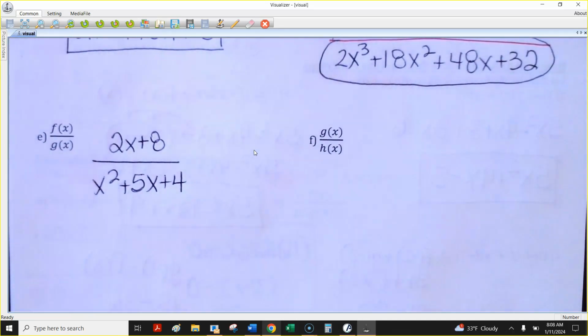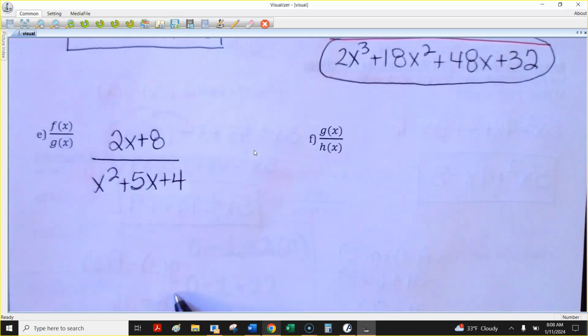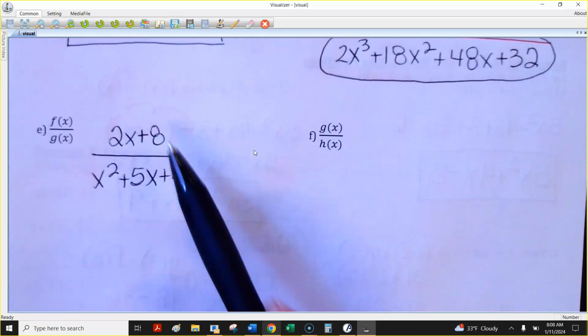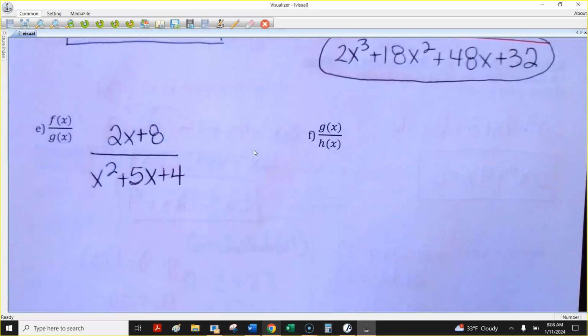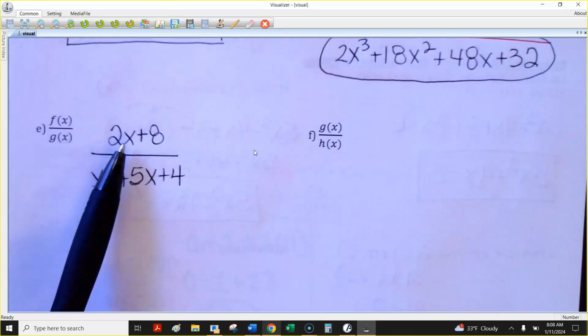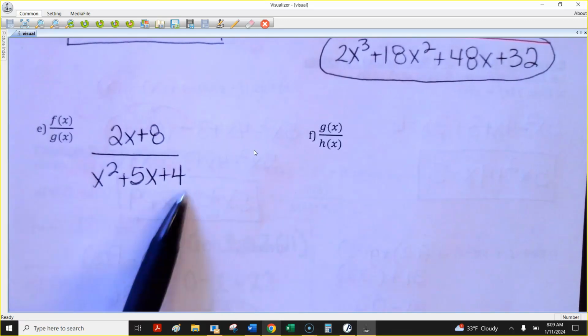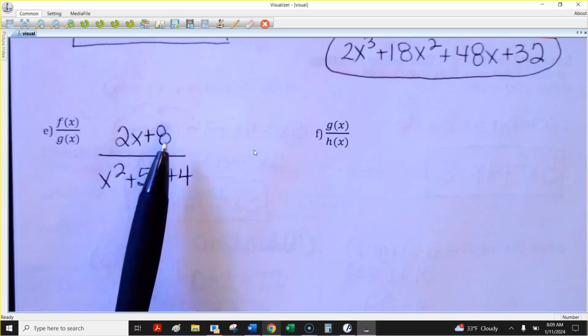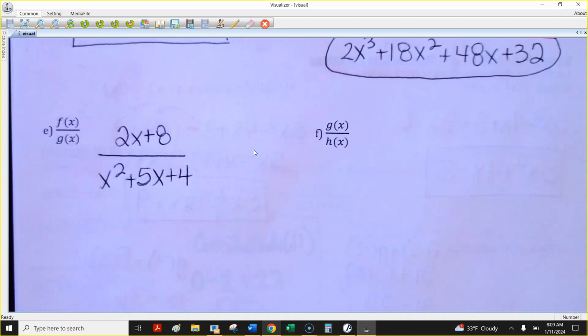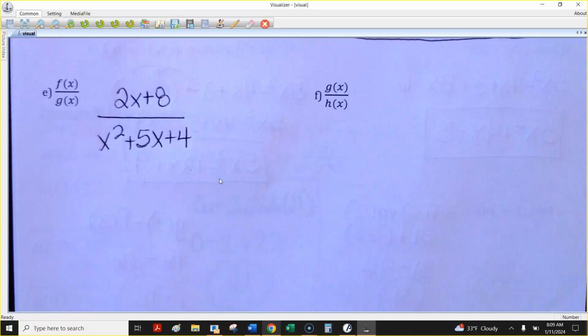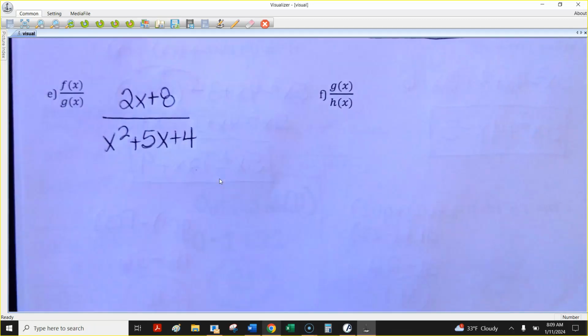Okay, you can't just go, oh, I see an x here and an x here and cross them out, or I see an 8 here and a 4 here and that's 2. It doesn't work like that. You have to divide 2x by this entire quadratic, and you have to divide 8 by this entire quadratic. So you can't just cancel things out, and that's the biggest thing people get tripped up on here. The only way you can cancel things out is if you have things that are multiplied together. If you have adding or subtracting, you cannot do that.